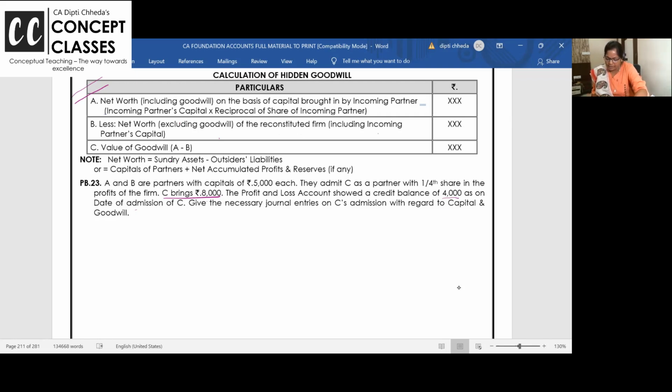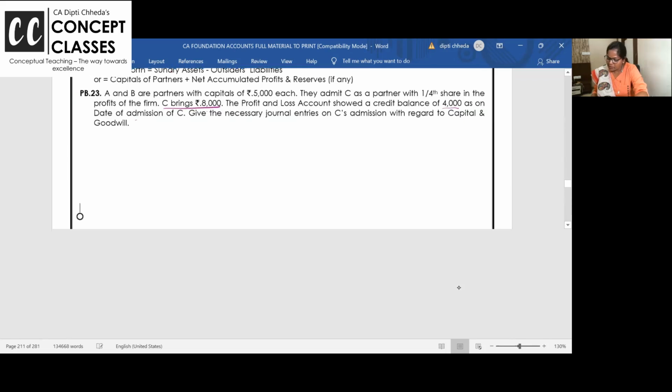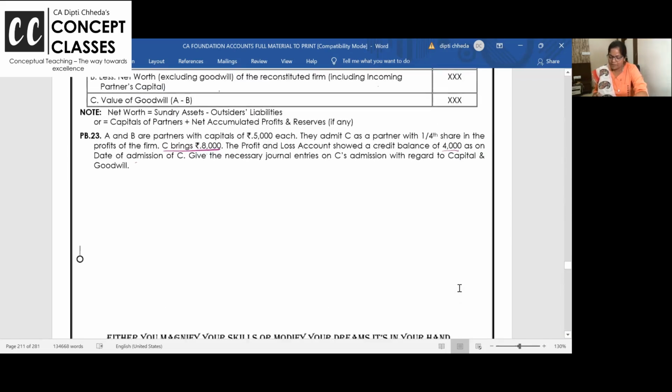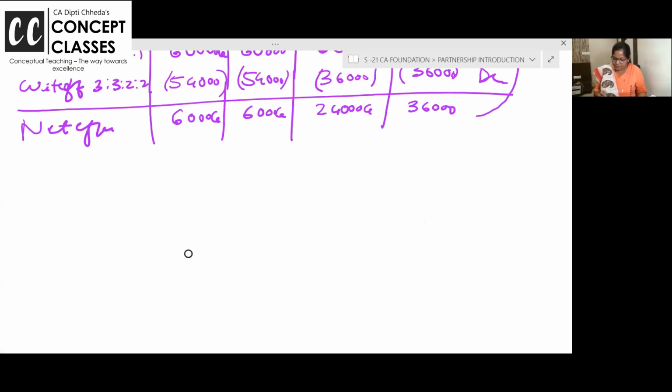Okay, C got 8,000. But then what is the detail? We can do this orally here. It is that simple. C got 8,000, but after and before his admission, what is the difference in the capital? That is hidden goodwill. I'll show you. Do the 23rd problem in your notebook. And we are calling it method 6. 5 methods we have already done. 6th method. Method 6, hidden goodwill.